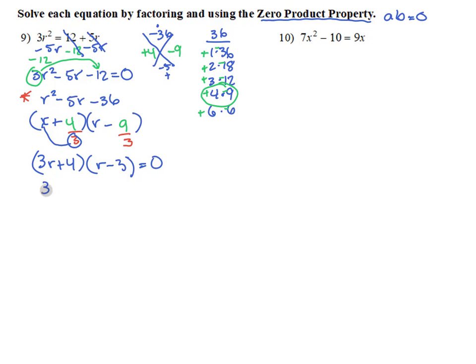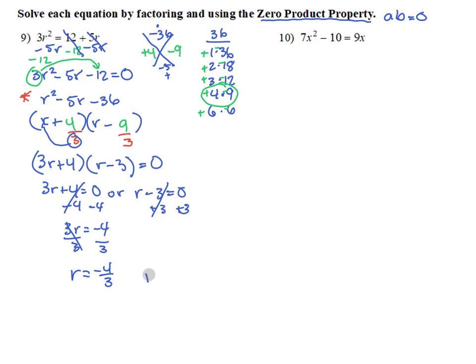So either 3r plus 4 equals 0, or r minus 3 equals 0. This first one, we're going to have 2 steps to finish solving for r. Subtract 4. So 3r equals -4, and divide away the 3. So r equals -4/3. Over here, a little bit easier. We just need to add 3 over, and we get r equals 3. So our two solutions are r equals -4/3 or r equals 3.